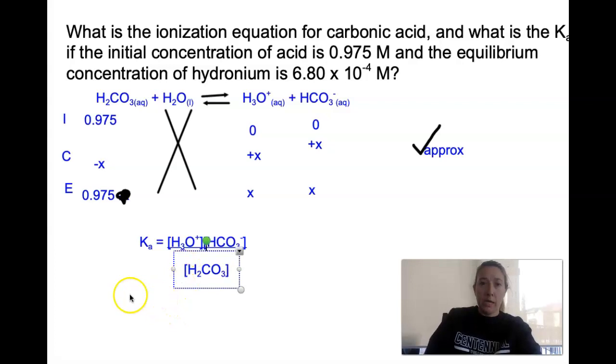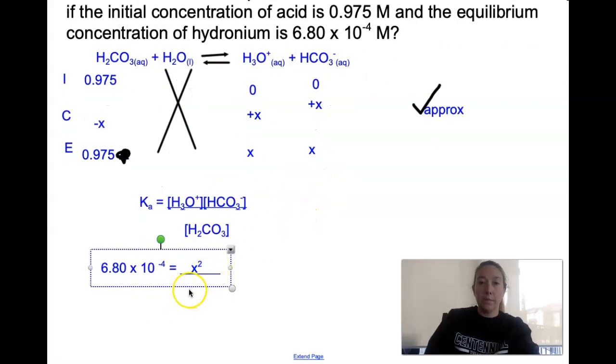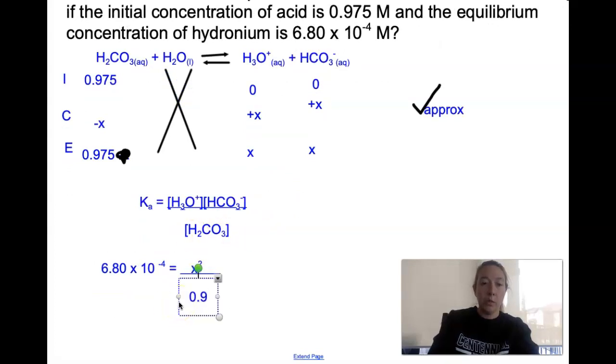Okay, so what do we have? We have our Ka. We know that it's 6.80 times 10 to the negative 4, and that is going to equal x times x, or we can write it as x squared, right? And x times x, because hydronium is x and HCO3 minus is also x. Then we are going to divide by the concentration of H2CO3, which is 0.975.